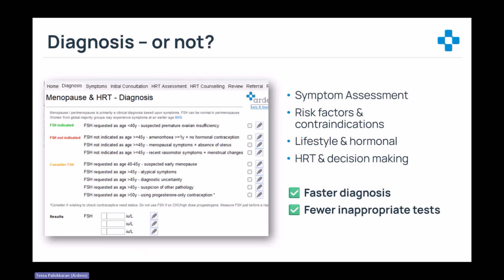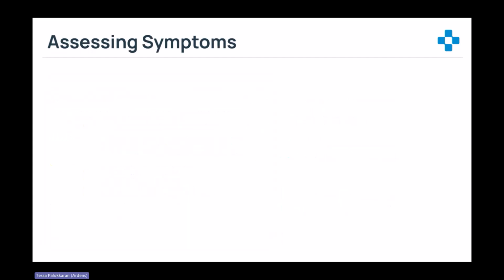But in the women that you do want to really think about it is when you have suspected premature ovarian insufficiency, because we need to diagnose those women, have them on our registers as having suspected POI, and ensure that they are properly managed.